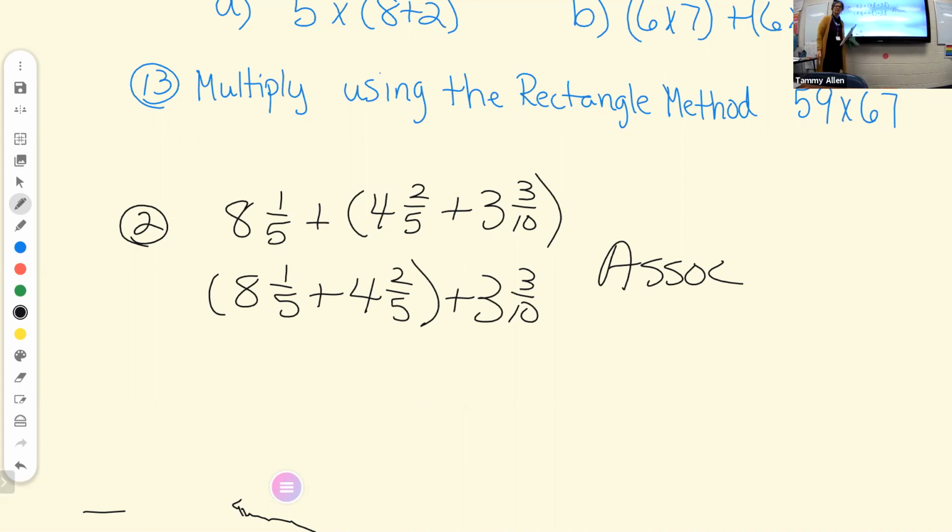Change the grouping using the associative property. 8 1/5 plus 4 2/5 gives us 12 and 3/5. At this point, we see that our denominators are not the same.